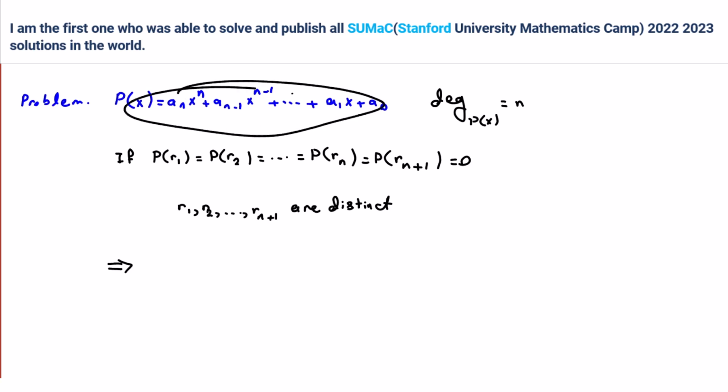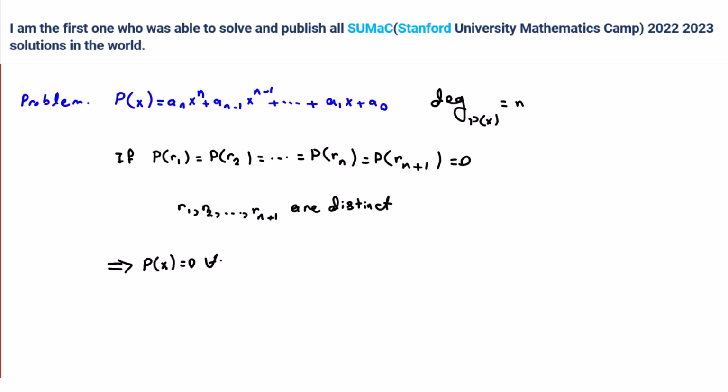We know it has at most exactly n roots in complex numbers, considering repeated roots. But suppose for n plus 1 different values, P of them are 0. We have n plus 1 different roots. Then what can we conclude? P of x equals 0 for all x. It means that all coefficients are 0: an equals an minus 1 equals a1 equals a0 equals 0, right?